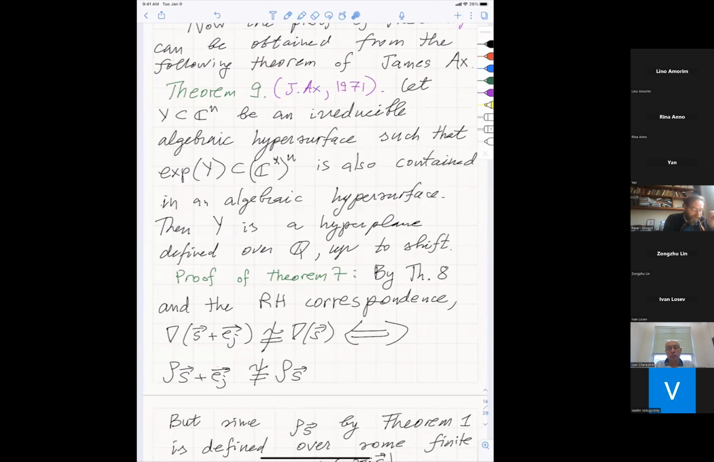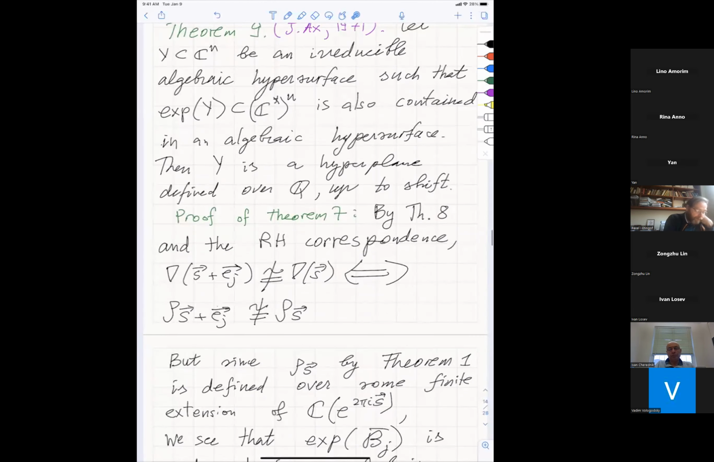we want to study the set of S where nabla of S plus J is not isomorphic to nabla of S. But Riemann-Hilbert tells us that this is the same as the monodromy rho of S plus EJ being isomorphic to rho of S. So we need to study the set of points where rho of S plus EJ is not isomorphic to rho of S.